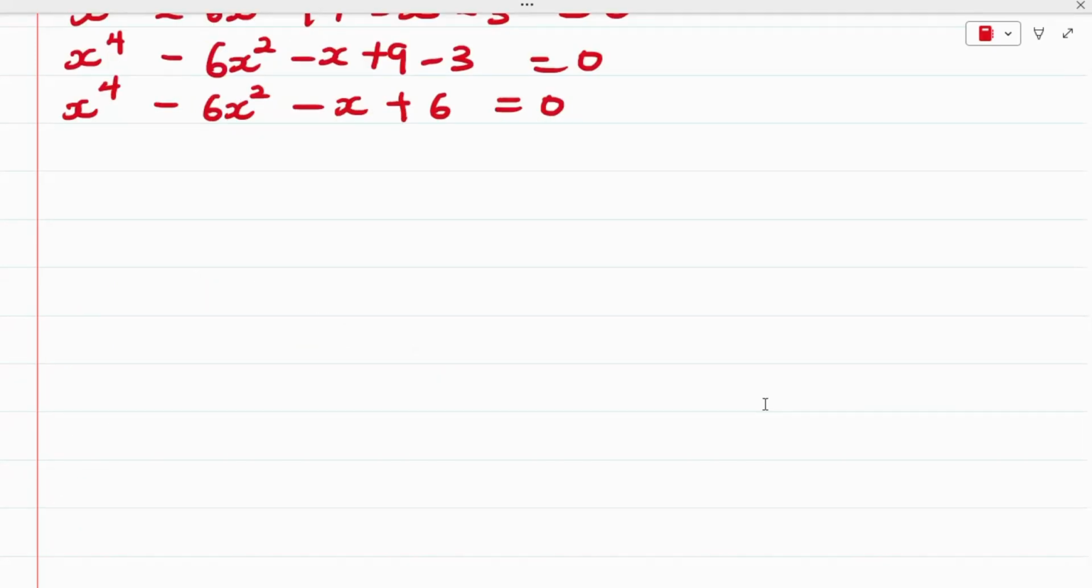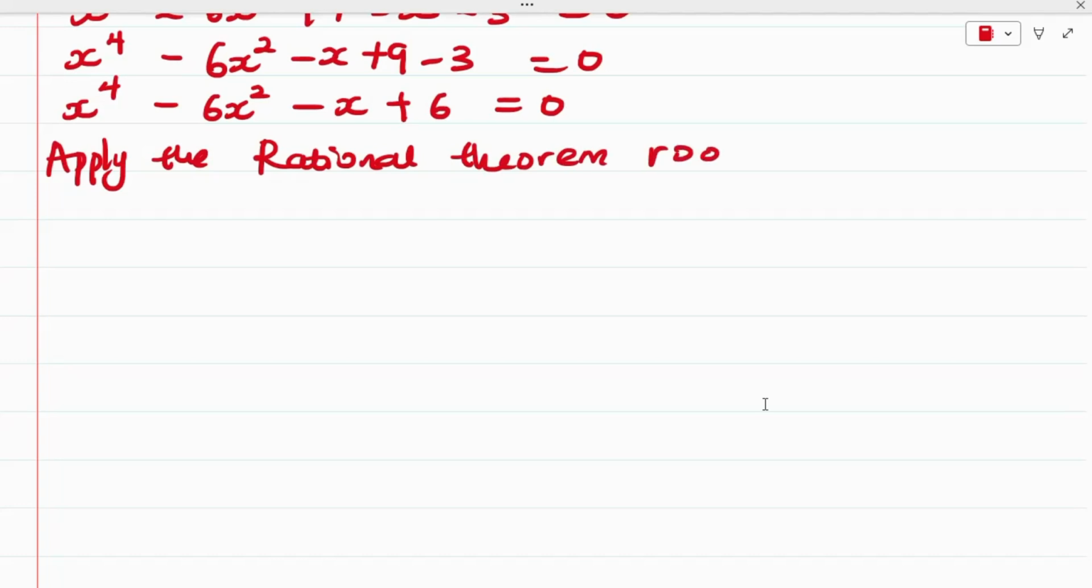So the next thing, guys, we want to do is to simply apply the rational roots theorem. So applying the rational roots theorem to find the possible roots, looking at the factors of the constant term, which is 6, and the leading coefficient, which is 1. Alright, so right here, the leading coefficient here is 1 and the constant term is 6. The factors of 6 are 1 multiplied by 6 and 2 multiplied by 3.